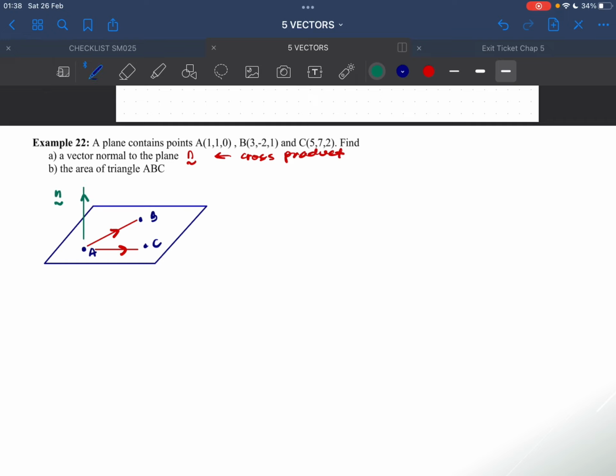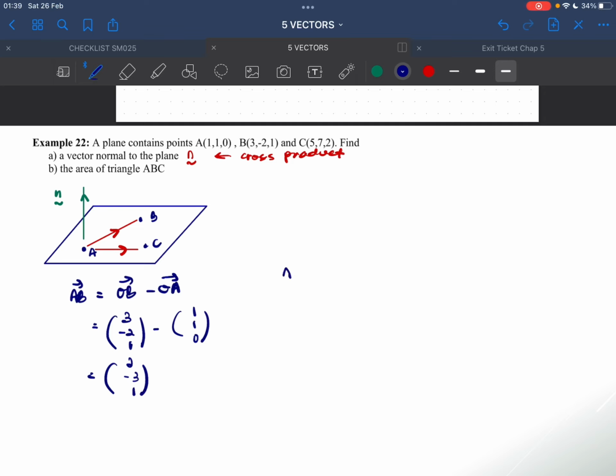So first thing first, we have to find the direction vector of AB, which is OB minus OA. Okay, O back minus O front. So our B here is (3, -2, 1). Our A here is (1, 1, 0). So we should get (2, -3, 1).